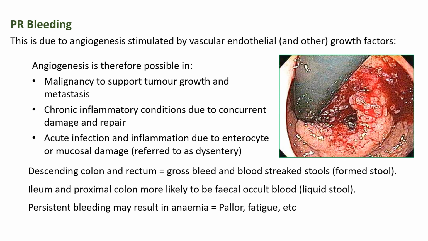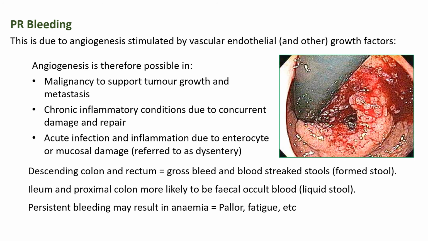In the descending colon and rectum, you're going to get a gross bleed and blood-streaked stools. You can imagine we've got this formed lump coming down. It's going to rub against these delicate little buds developing from capillaries and break the top off them. And you're going to get a coating of blood on the stool. Or, if it's a massive capillary that the inflammation has broken into, you could get a larger bleed.